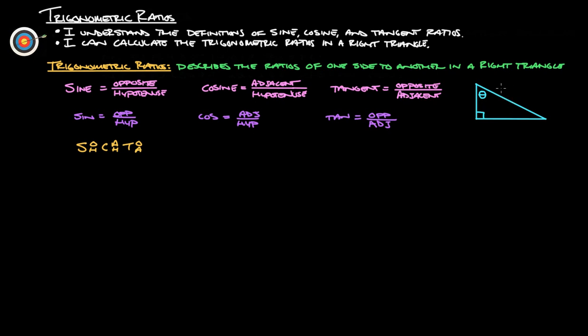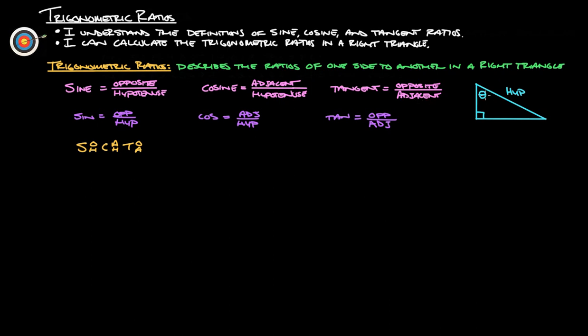One that you usually want to start with figuring out first is the hypotenuse, because that will always be the same. The hypotenuse is always the longest side and across from the right angle. So this is the hypotenuse, right? And then we are left with adjacent and opposite.